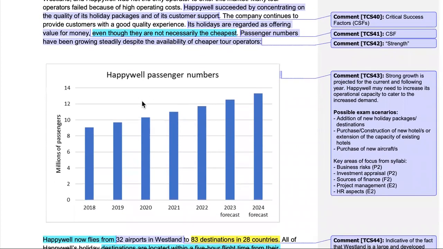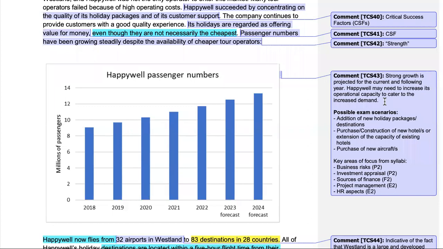Then looking at the passenger numbers, you can see that from 2018 up until 2022, the passenger numbers had been increasing, and if you look at the forecasts relevant for 2023 and 24, again you can see that the growth is going to increase in the future. So strong growth is projected for the current and following year. Happywell may need to increase its operational capacity to cater to increased demand. So when the demand is increasing, we have to increase the size of our offerings.